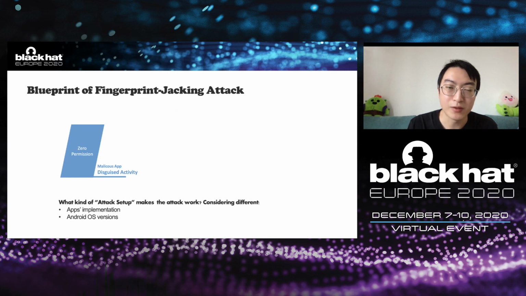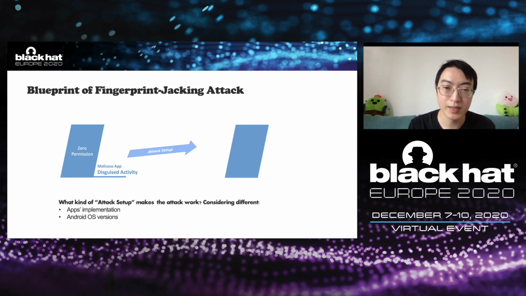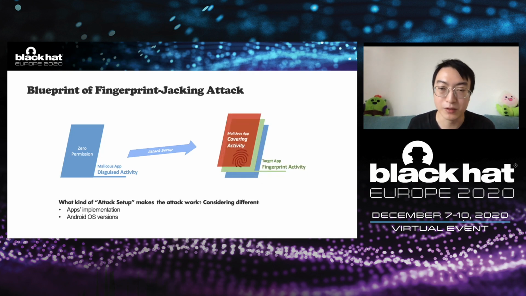And this brings up our initial idea for the fingerprint jacking attack. The basic idea is like this. First of all, we assume that we already have some malicious app installed on the victim device, and this malicious app can disguise itself as some normal benign app. Then after some attack setup, the malicious app can launch the fingerprint activity in the target app, and meanwhile use a covering activity to cover the fingerprint activity. It can make some visual content to lure the victim to input his fingerprint, and actually the fingerprint goes to the target app in the background. So now the question is, what kind of attack setup can allow this whole thing to happen?